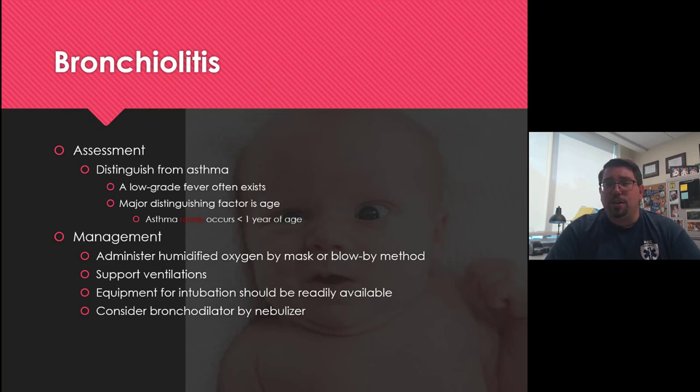Management includes the administration of humidified oxygen by blow-by or mask, supportive ventilations when necessary, and making sure that your equipment is ready and available for the individual patient that you're treating. Remember, measure the patient with your Broselow tape to determine what equipment you'll need to use if and when that comes to be. And then also consider some type of bronchodilator by nebulizer. Again, a DuoNeb or an albuterol treatment can be very effective in these children.